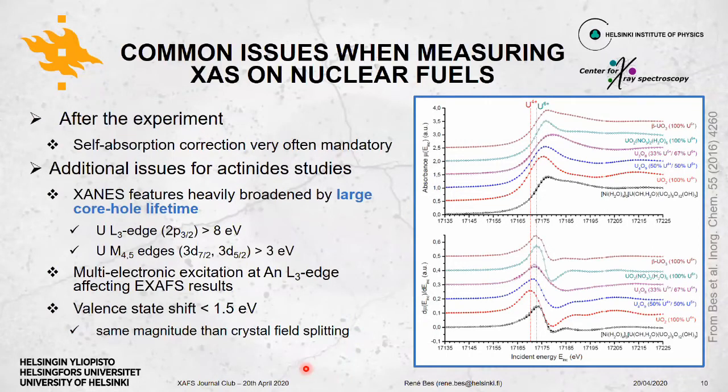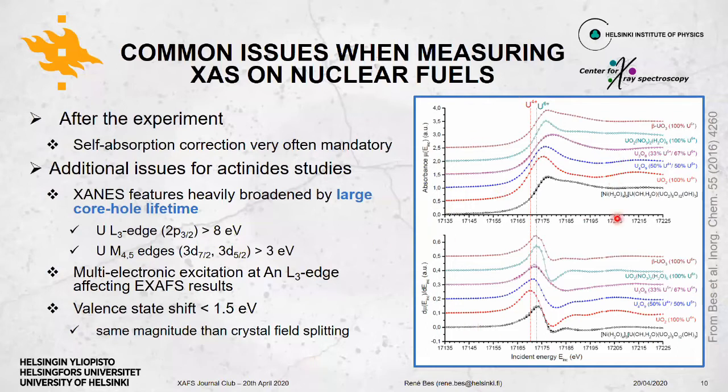After the experiment, you still have some problems, especially because there is the self-absorption correction, which is often mandatory because it's a concentrated matrix anyway. And you have additional issues when you want to study actinides. The core-hole lifetime of actinides is very large.